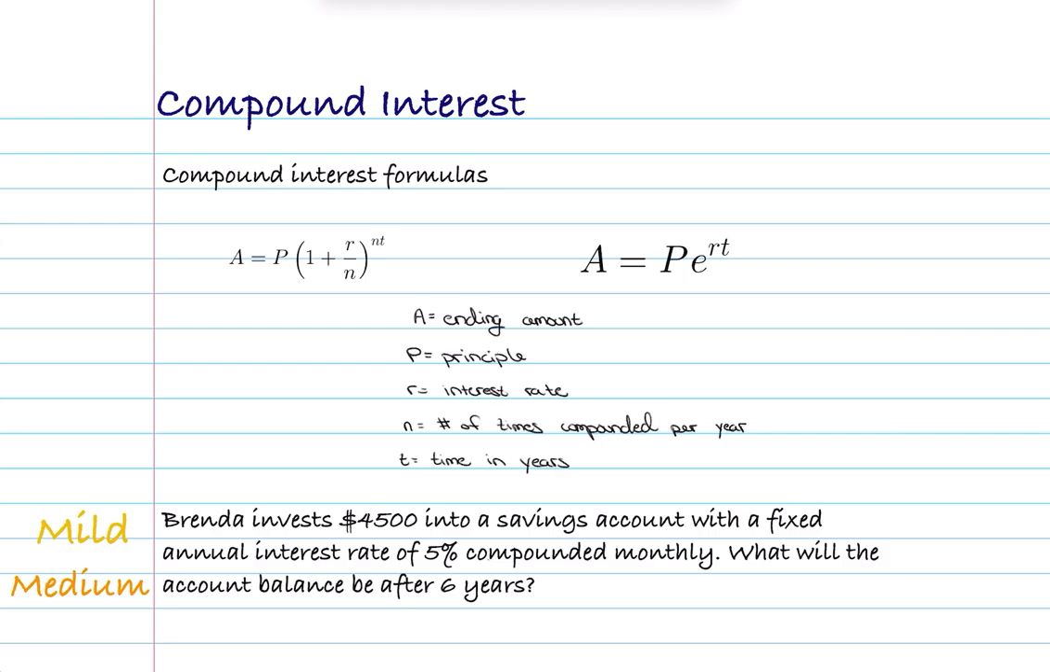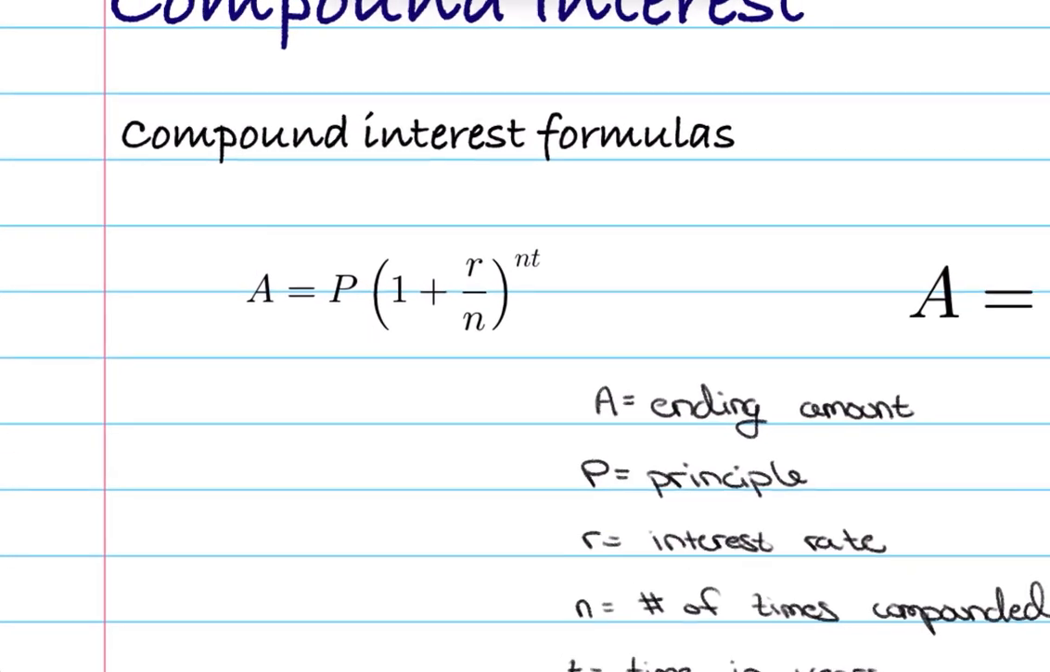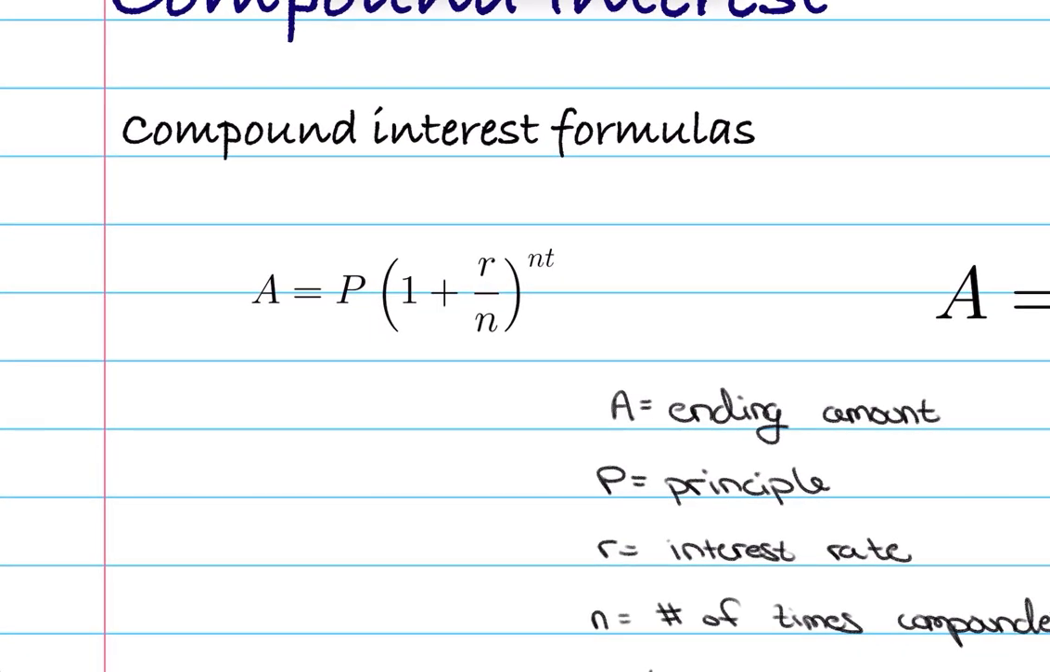Welcome back to class, and we are going to go over some examples of compound interest today. Okay, so we've got two formulas we need to talk about. The first formula is for just regular compound interest. Okay, so we have A equals P times the quantity 1 plus R over N to the NT. We'll go over what all those letters mean in just a second.